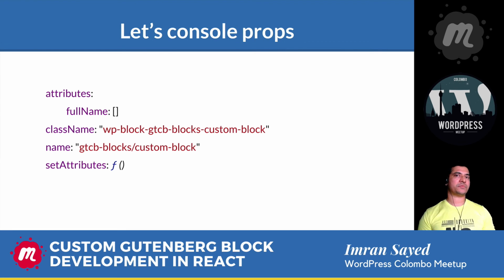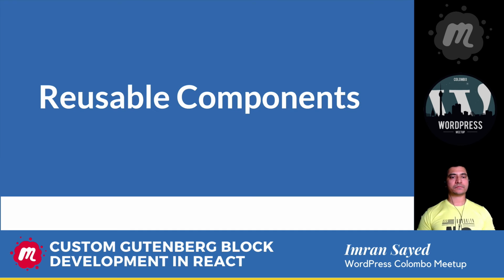Now what is this setAttributes? So for all of you who have worked with React, you know you have the setState method, right? So you can think of setAttributes as setState. In React, whenever you call setState, the render method is called, right? In the same way, whenever you use setAttributes to update the state, the edit function is called. So it's the same concept.